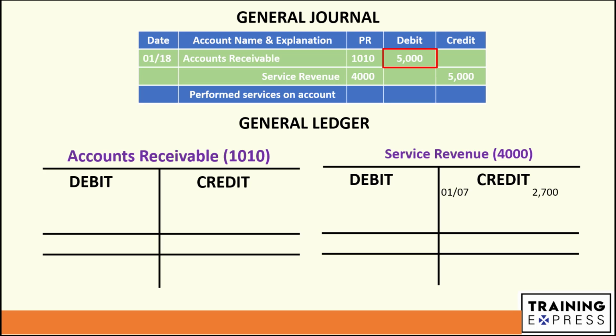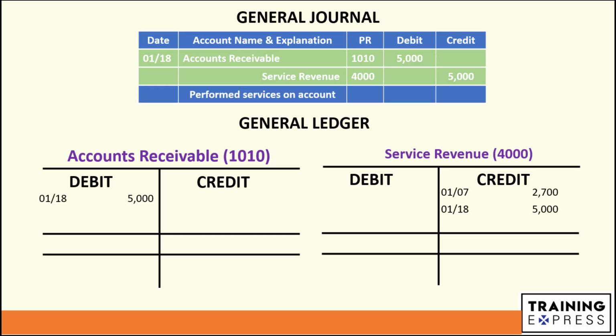Accounts receivable is debit by $5,000, so we will write $5,000 on the debit side of accounts receivable. Service revenue is credit by $5,000, so we will write $5,000 on the credit side of service revenue account.